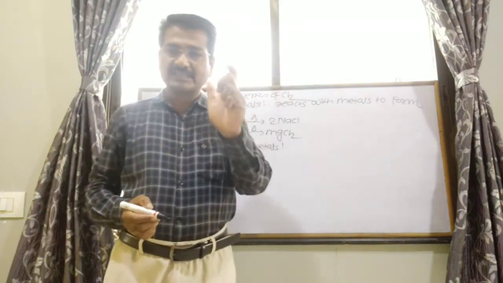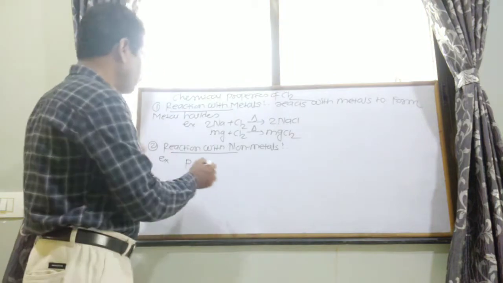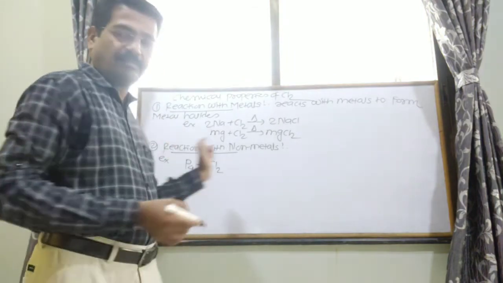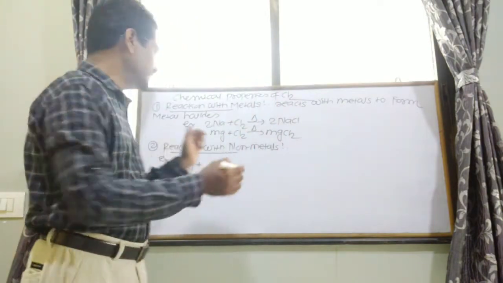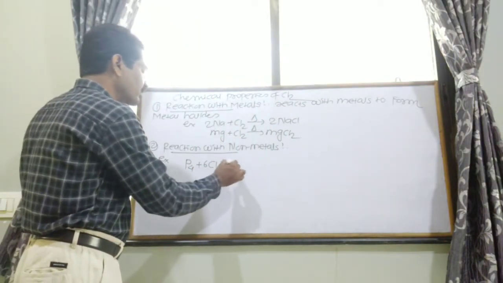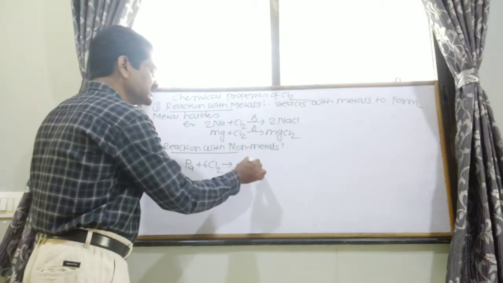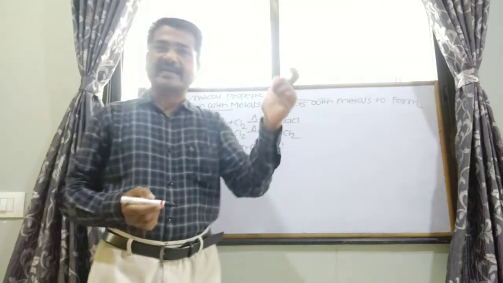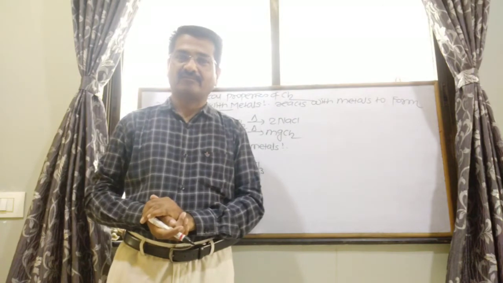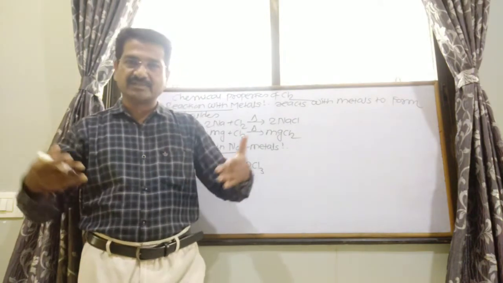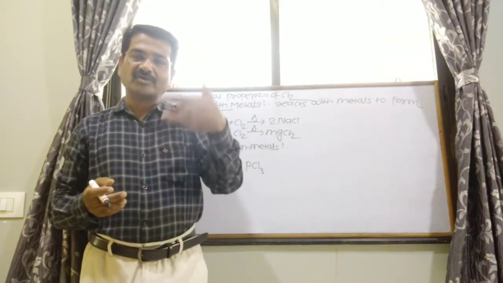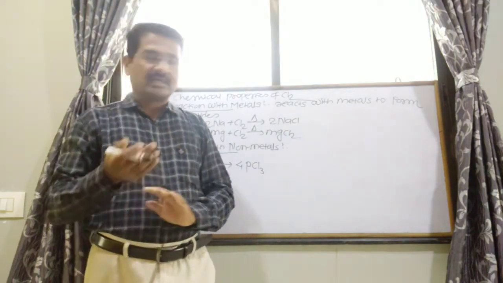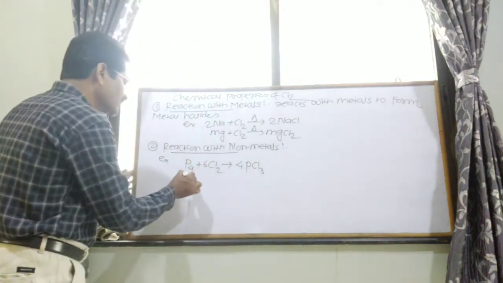Phosphorus occurs as P4 molecules. P4 plus Cl2 forms 4PCl3. Phosphorus trichloride is formed. Phosphorus can react with chlorine to form phosphorus trichloride. Phosphorus is a non-metal.